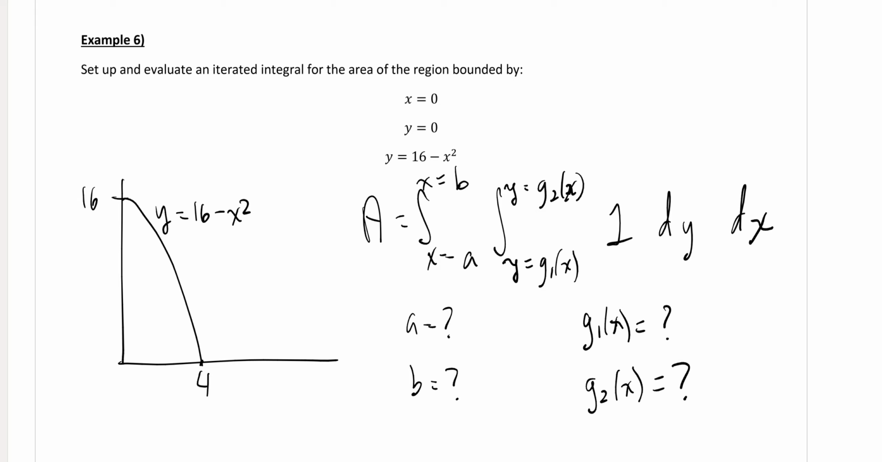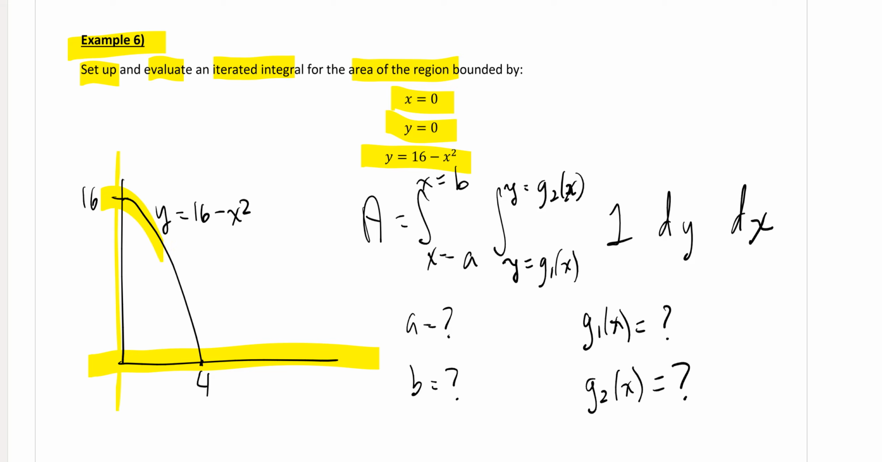So here's an example of setting up and evaluating an iterated integral for the area of a region. Here we have bounded by x equals 0, which is the y-axis, y equals 0, which is the x-axis, and y equals 16 minus x squared, which is that parabola. So we're looking at the area in here.